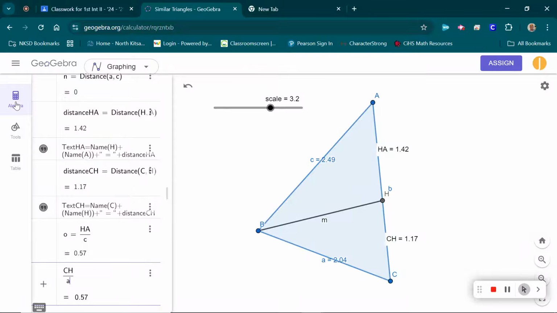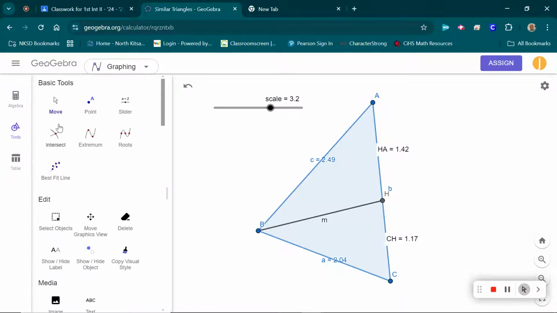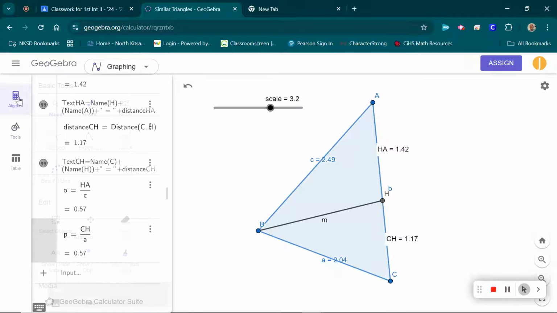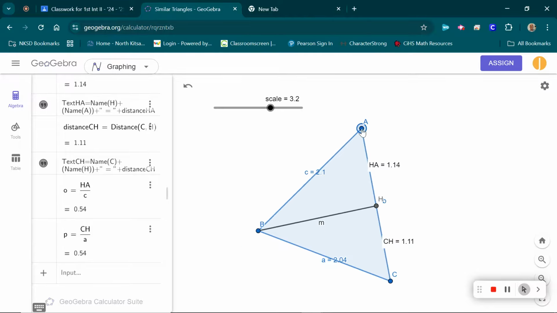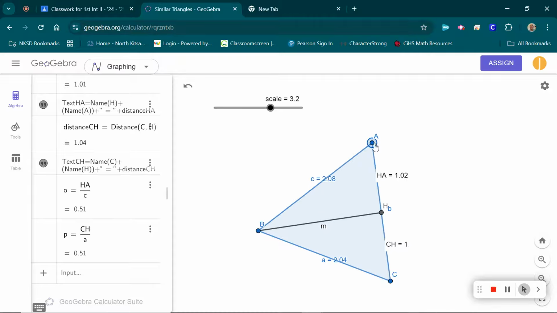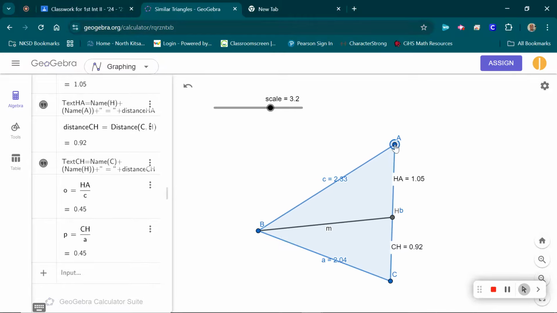So if I go back to my tools and I go up here to move, now I want to get back to algebra so I can see these numbers because they're not projected onto the screen. As I move this around, these ratios change, but they're always equal to each other, right? Do you notice that? That is just crazy. And the proof of it is pretty cool. It involves creating a line that would extend out here and be parallel. It's not worth doing the proof right now, so let's not worry about it.